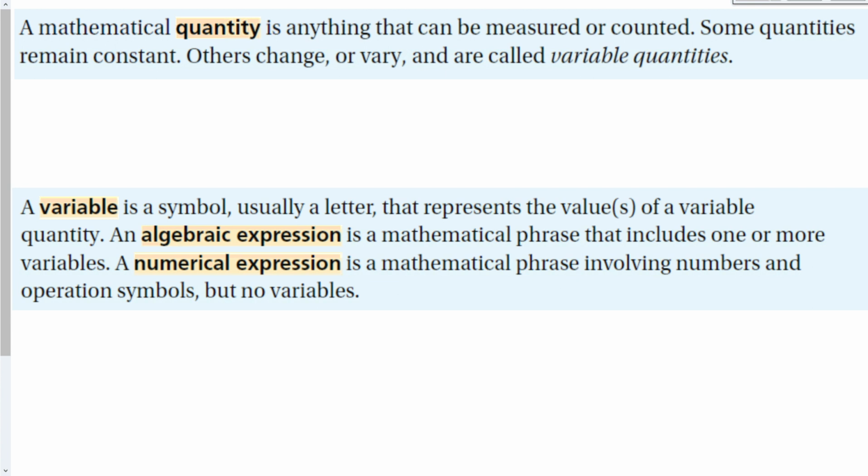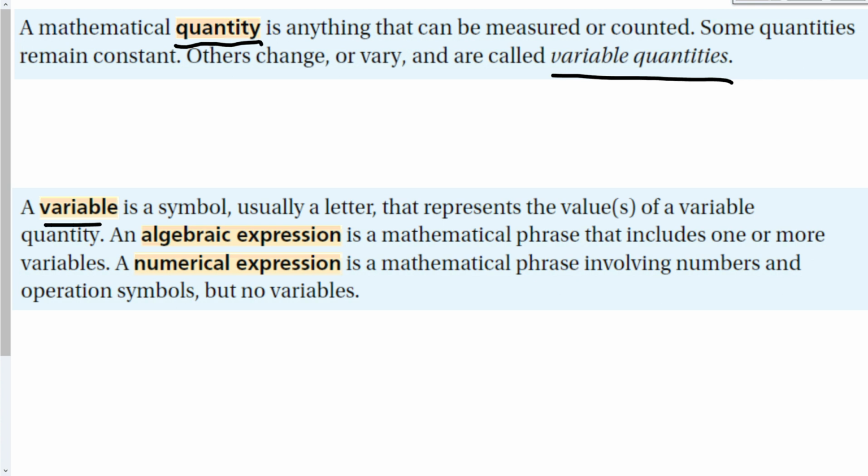So the first thing we're going to talk about is a mathematical quantity. A mathematical quantity is anything that can be measured and counted. Think of the number of people in the class when you're sitting in your normal math class. Those can be measured, those can be counted. Easily count them up. Some quantities remain constant, and others change or vary. And these that vary are called variable quantities because they vary, they change.